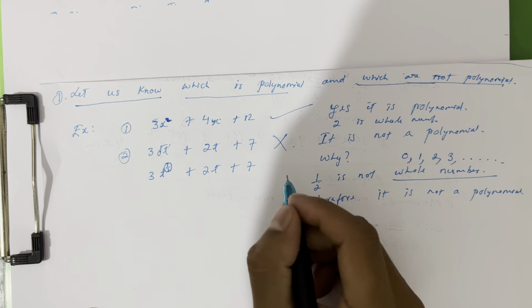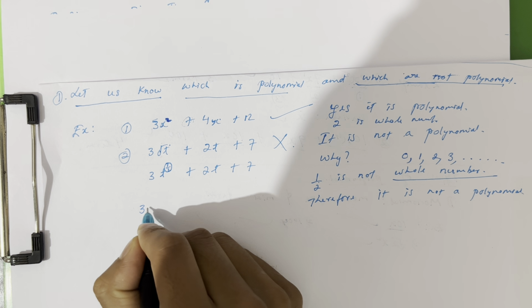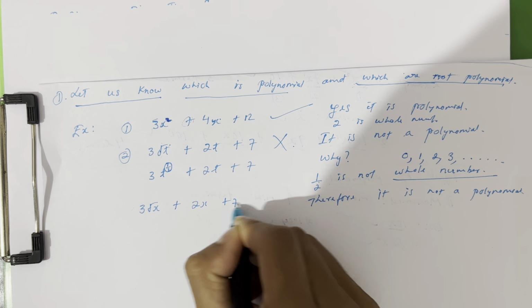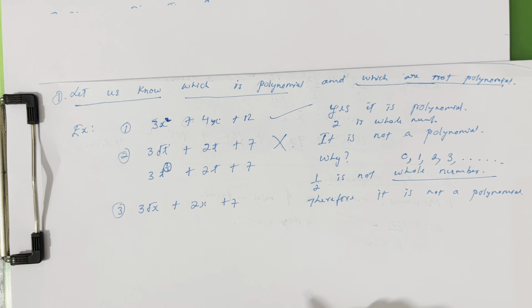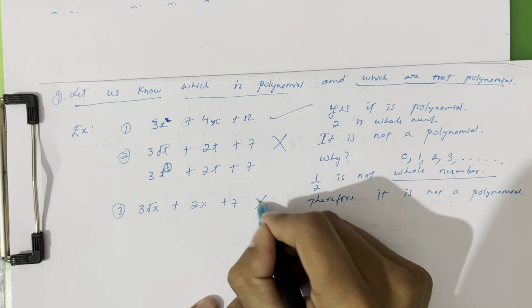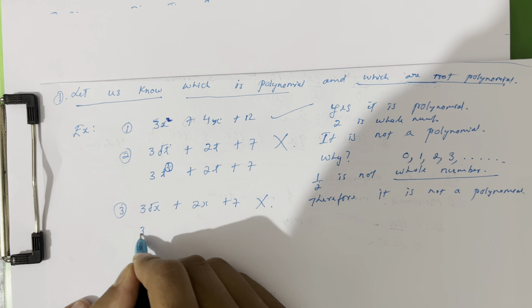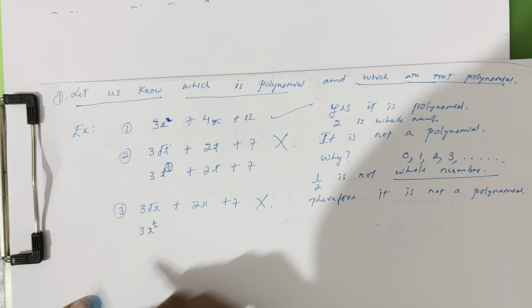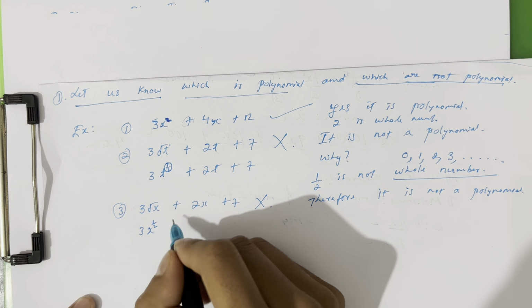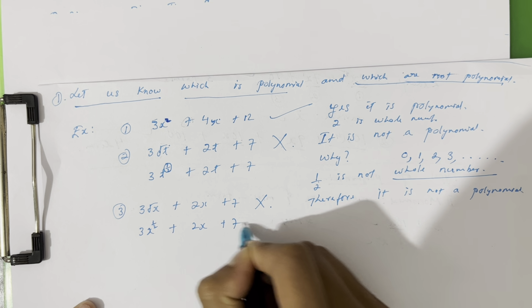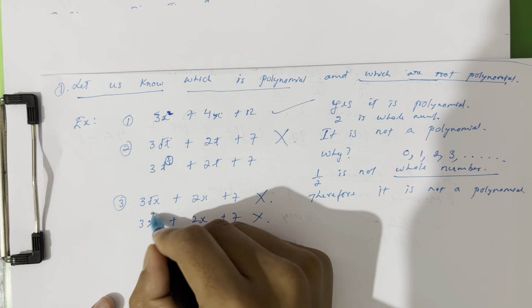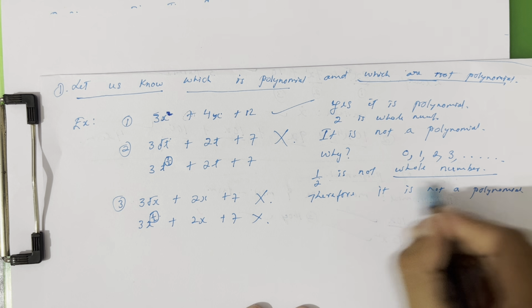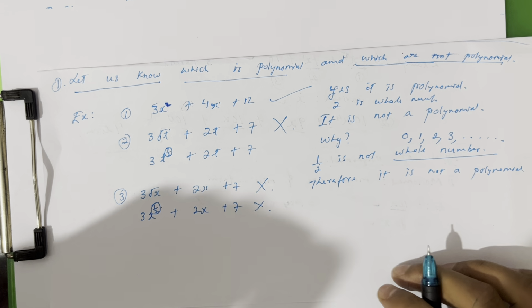Okay, then let me give you one more example. 3 root x plus 2x plus 7. Is this a polynomial? This is also not a polynomial. Suppose I write this 3, and this variable x here I can write in the form of half. Root I can write as half. So this is also not a polynomial, because why? Half is not a whole number, therefore it is not a polynomial.